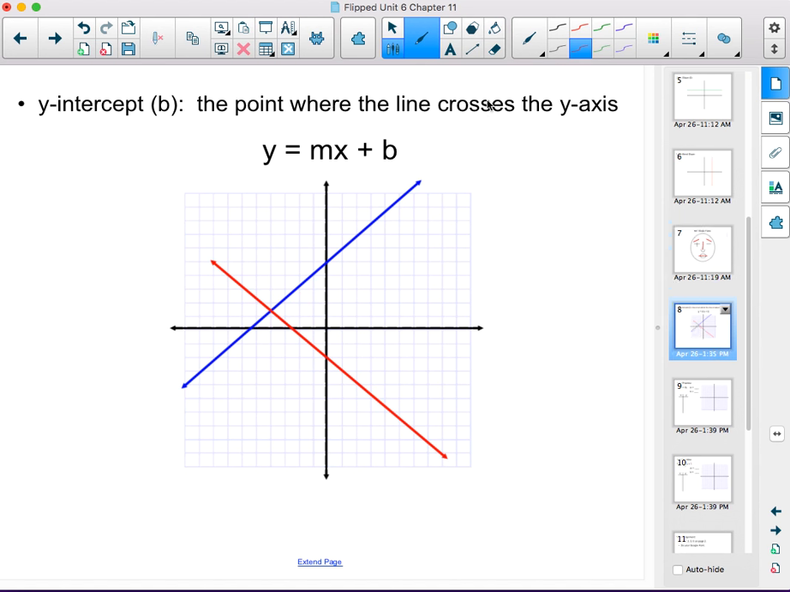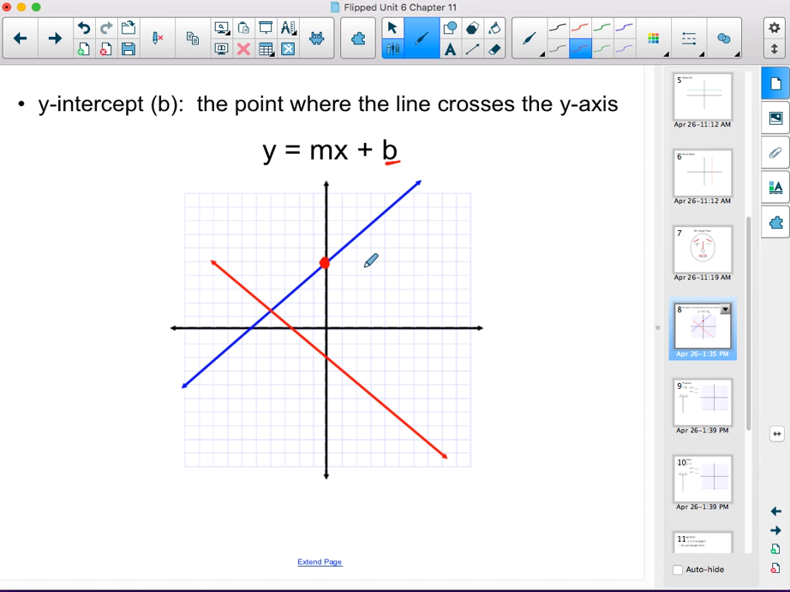The next piece of the equation that we want to talk about is the b. B is called the y-intercept. And this is the point where the line crosses the y-axis. So here I have two lines. I'm going to look at the blue line first. My blue line crosses the y-axis right here.